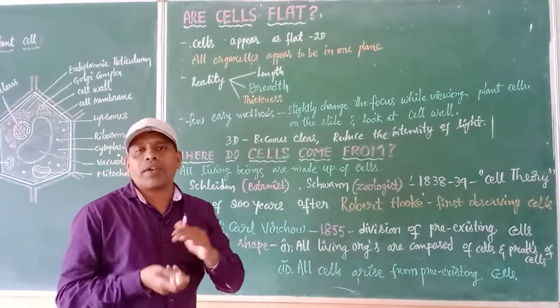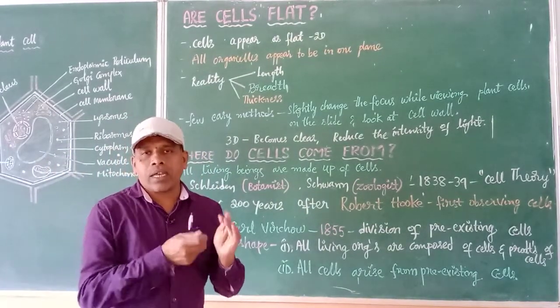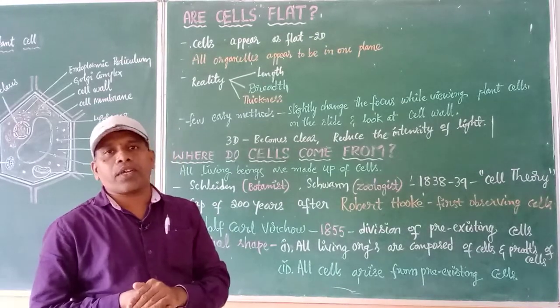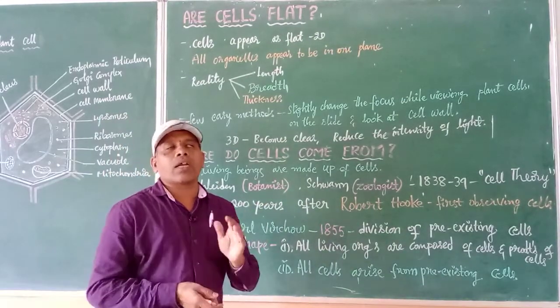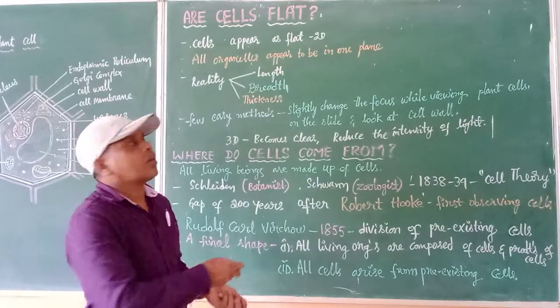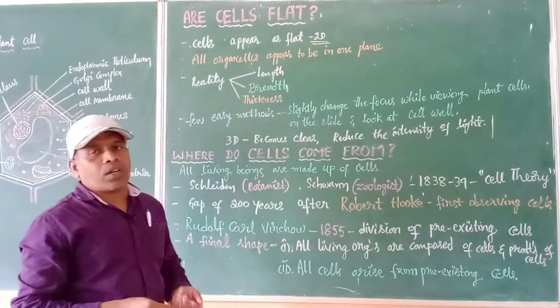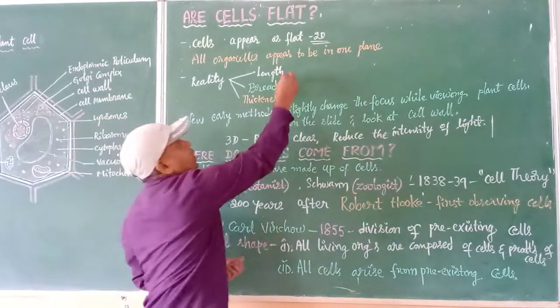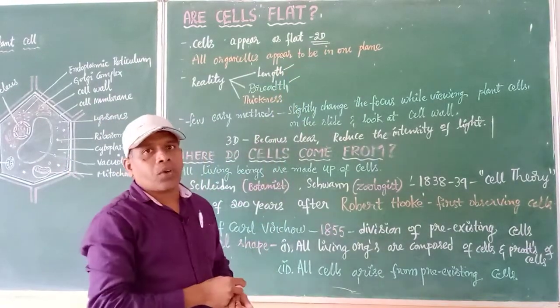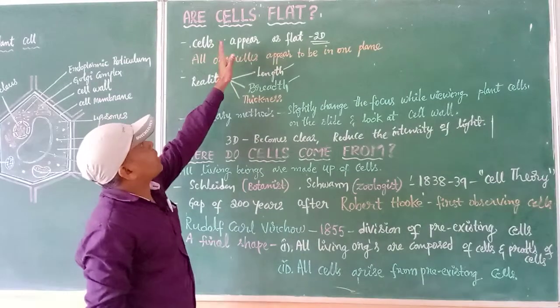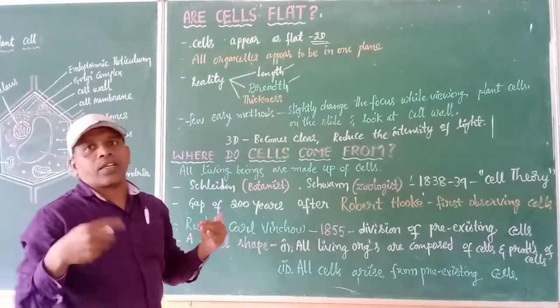Generally, whenever we draw figures of the cell or the organelles on paper or on the board, they are called two-dimensional figures, 2D. In two dimensions, we can see only the length and breadth. So today let us study what the third dimension actually is.